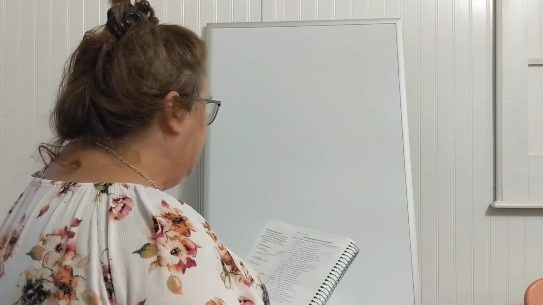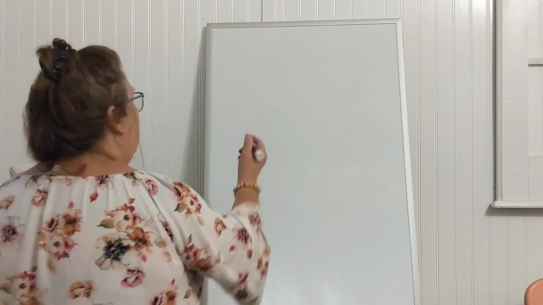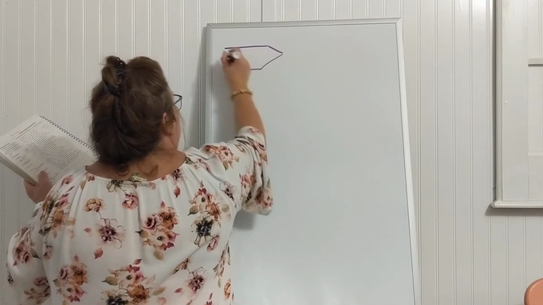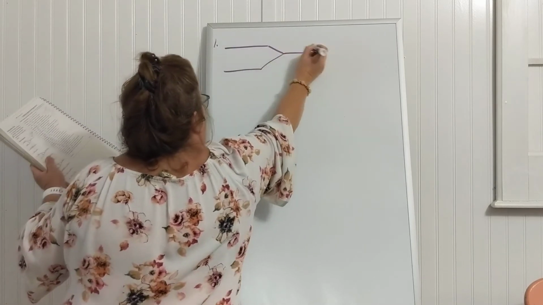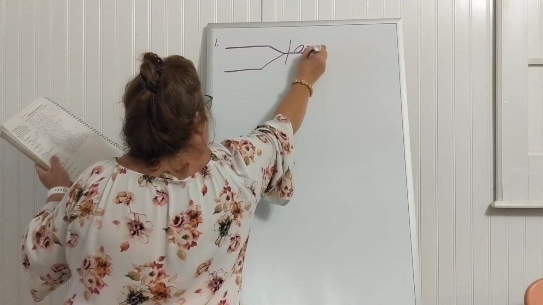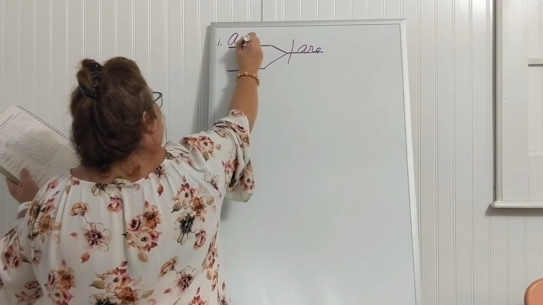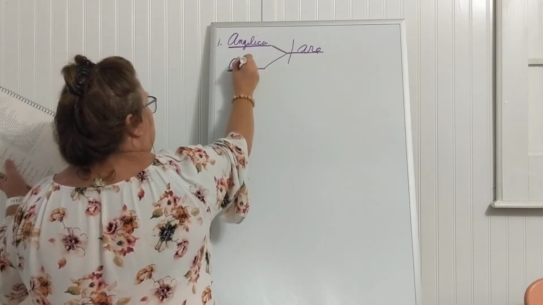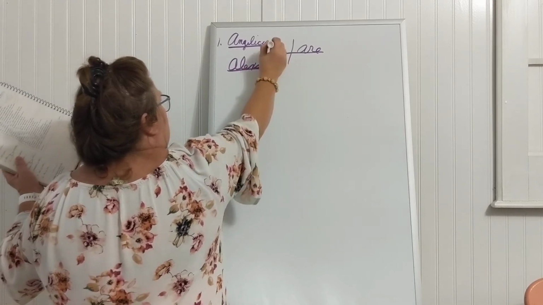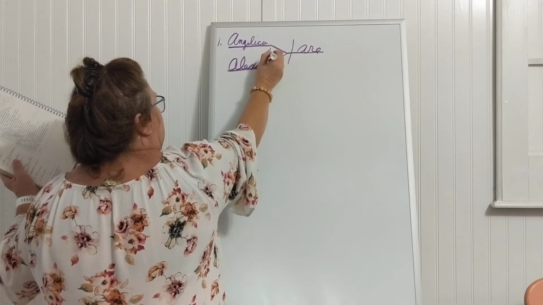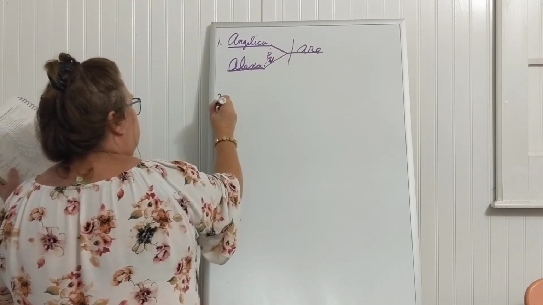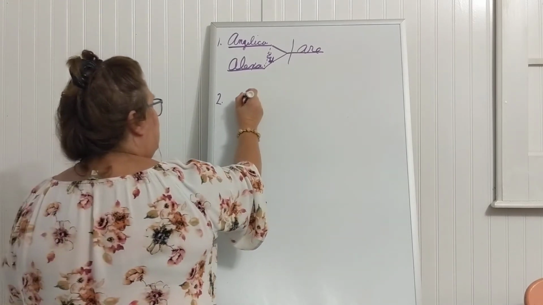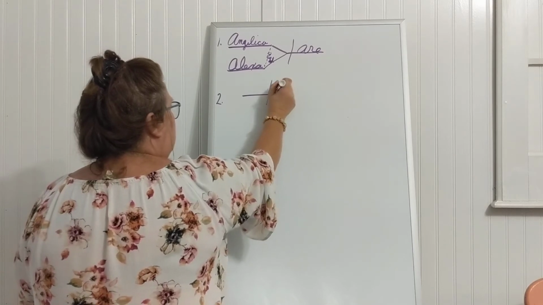Number 1, Angelica and Alexa are. So we have a compound subject, so our rocket will be on the subject side. I'm going to number my diagram. Are is our verb. Who or what are? Angelica and Alexa. Okay? Number 2. Mr. Watson is here also. Our verb is. Who or what is? Mr. Watson.